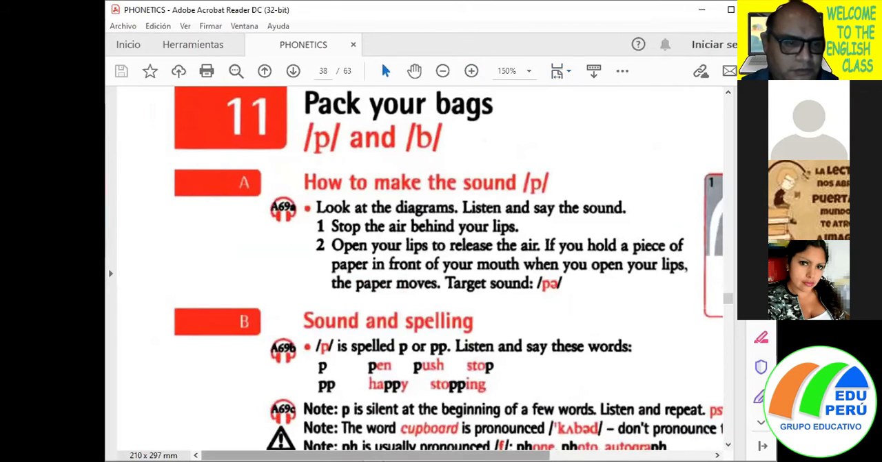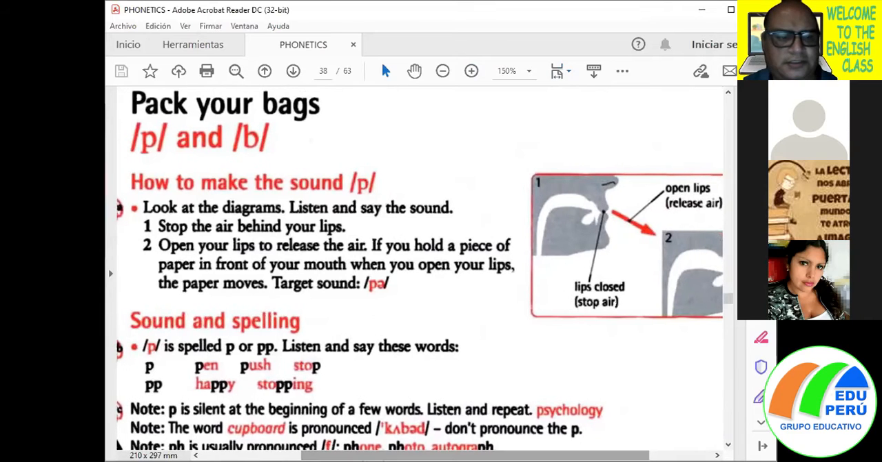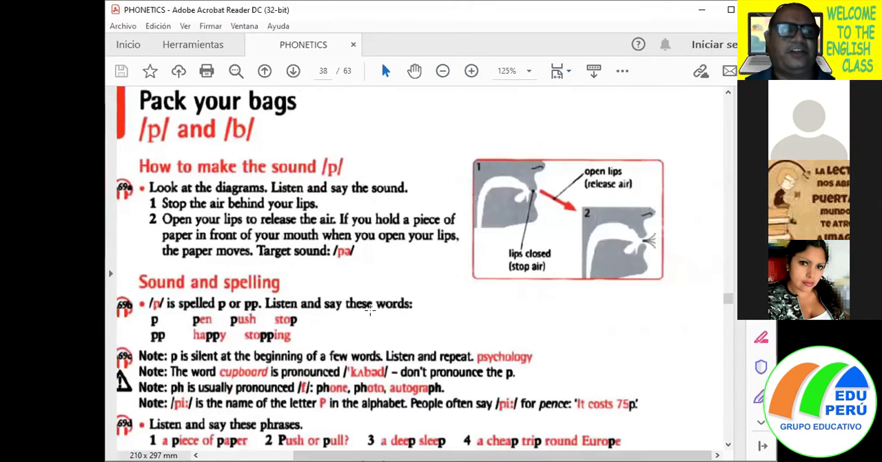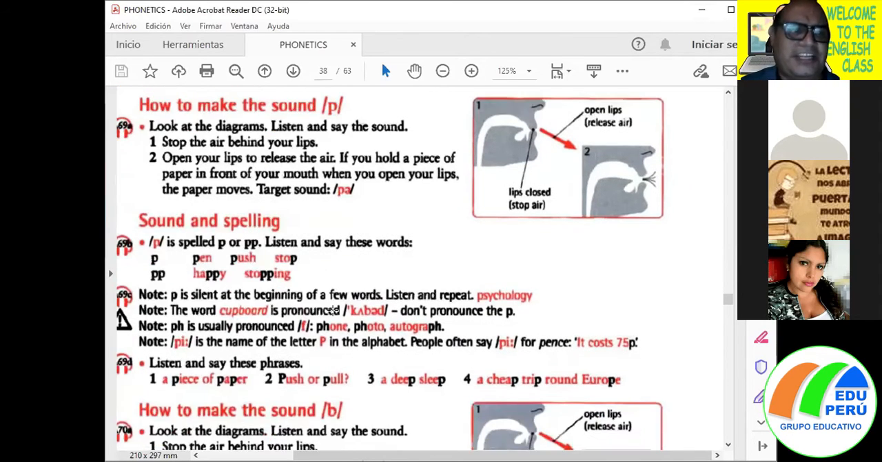Let me make it a little smaller. Here you have how to produce the sound. First, you have to stop the air behind your lips. Second, open your lips to release the air. If you hold a piece of paper in front of your mouth, when you open your lips, the paper moves. Remember, this is the sound. P is not the letter, P is the sound. All right? So let's continue with the sound and spelling.